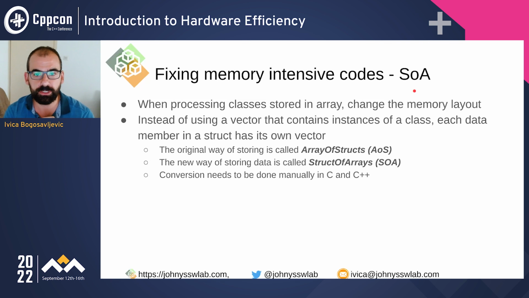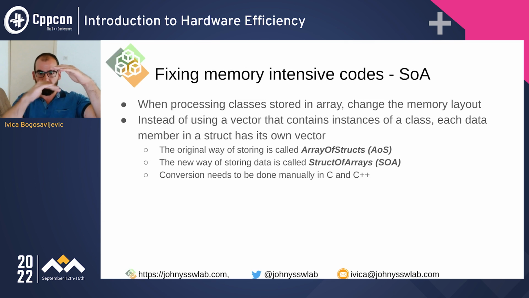The first transformation is called struct of arrays. If you have classes, many instances of a class, and you store them in an array, it is possible to change from memory intensive to computationally intensive by changing the way the data is represented in memory. So instead of having one array where each instance has its place in the array, you convert.